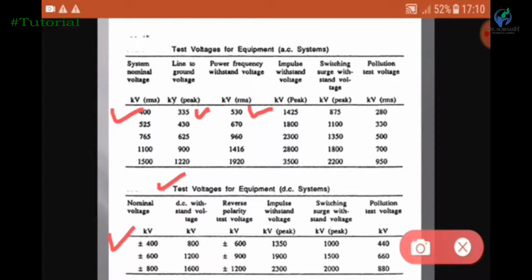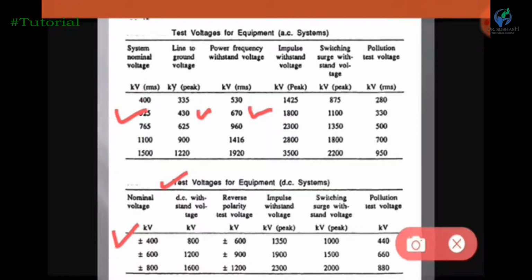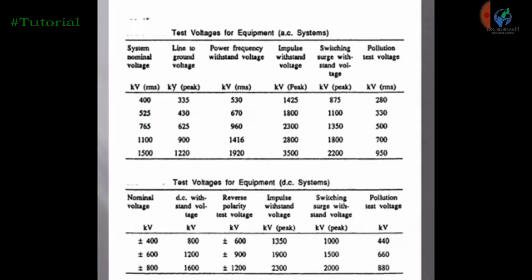Reverse polarity test voltage is greater than nominal voltage, so it is plus or minus 600 kV. Impulse withstand voltage is 1350 kilovolt. Switching surge withstand voltage is 1000 kilovolt and pollution test voltage is 440 kilovolt. So these are the ratings for test voltage in DC type systems.